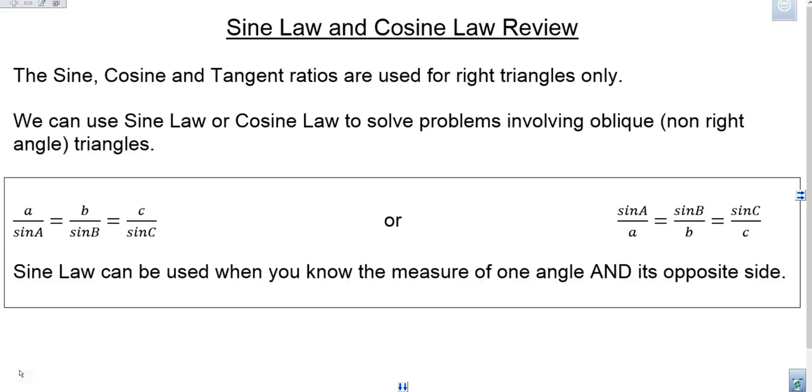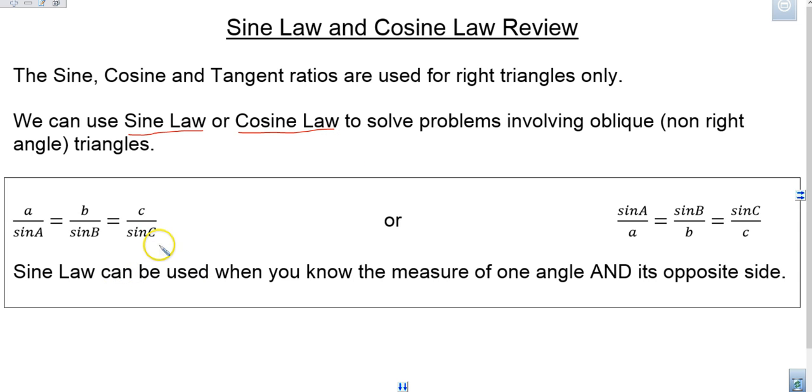Sine law and cosine law. The sine, cosine, and tangent ratios can be used for right triangles only. If we have an oblique triangle, this is a triangle that does not have a right angle, we can use either the sine law or the cosine law. So first, the sine law.